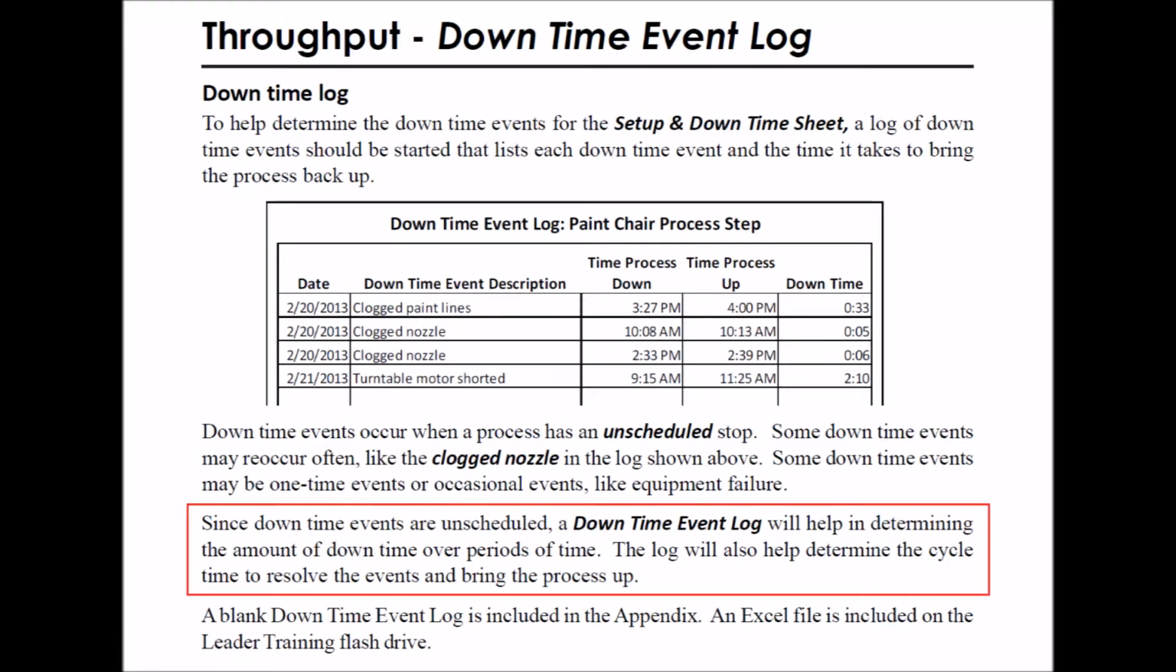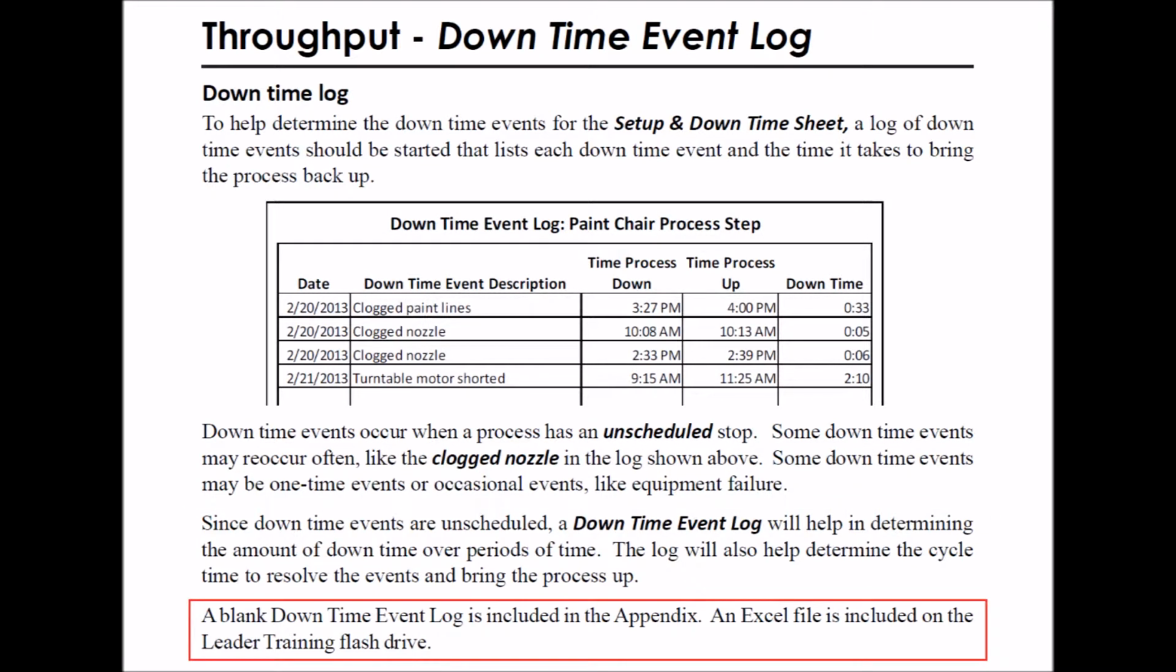Since downtime events are unscheduled, a downtime event log will help in determining the amount of downtime over periods of time. The log will also help determine the cycle time to resolve the events and bring the process up. A blank downtime event log is included in the appendix. An Excel file is included on the Leader Training flash drive.